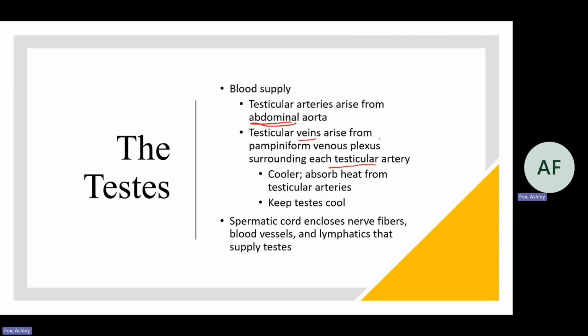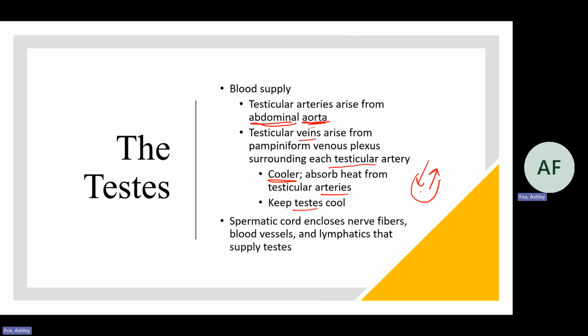Why is the pampiniform plexus surrounding each testicular artery? It's to cool down the testicles. Again, keep the testes cool. It's actually going to take heat from the testicular arteries that are coming from the abdominal aorta. And because remember, veins are going back towards the body. So the venous supply has been out in the scrotum and the testes for longer. So the arteries are coming in and the veins are going back.